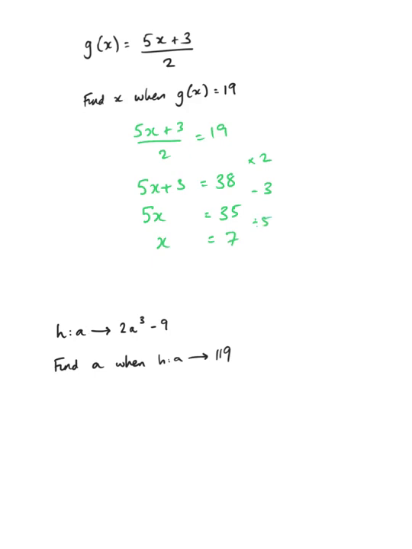And it doesn't even have to be an x. h is mapping a onto 2a cubed minus 9. We need to find a when h of a maps to 119. So we're just going to do exactly the same. 2a cubed minus 9 is equal to 119, plus 9 to both sides. So 2a cubed is 128. Divide by 2, so a cubed is 64. And then when I cube root, we'll find that a is 4.